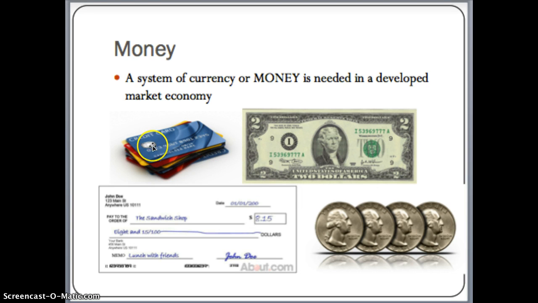Here you see four different kinds of money. These are all money. Credit card is money you can buy things with. $2 bill is money. $2 bills are not printed anymore, but they're decently valuable. Quarters you've seen, and checks. At the time I made this PowerPoint a couple years ago, checks were used more widely. Today, checks are very rarely used. Credit and debit cards are used more often. But these are all forms of payment that are widely accepted.